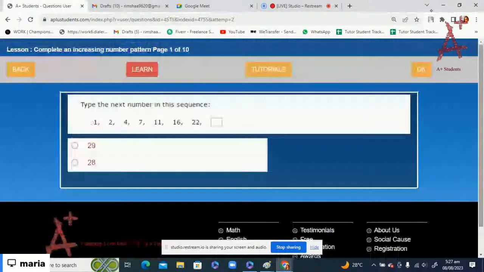1 plus 1 is 2. 2 plus 2 is 4. 4 plus 3 is 7. 7 plus 4 is 11. 11 plus 5 is 16. 16 plus 6 is 22. And 22 plus 7 is 29. The answer is right. Yeah, that's it.